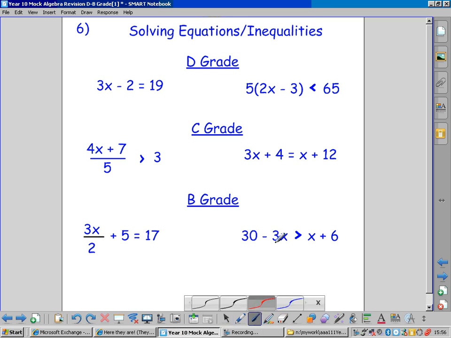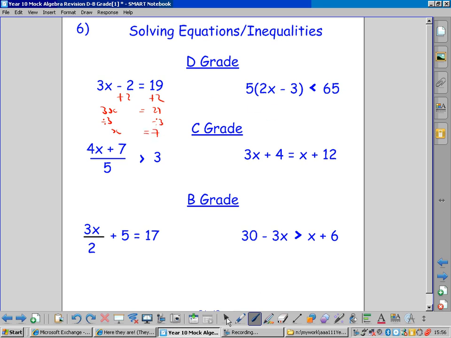Solving equations and inequalities should be quite straightforward. You're trying to find out what x is. It's a balance method, so when it says minus 2, you add 2 to both sides. That leaves us with 3x is equal to 21. We divide by 3 because it's 3x, and 21 divided by 3 is 7.